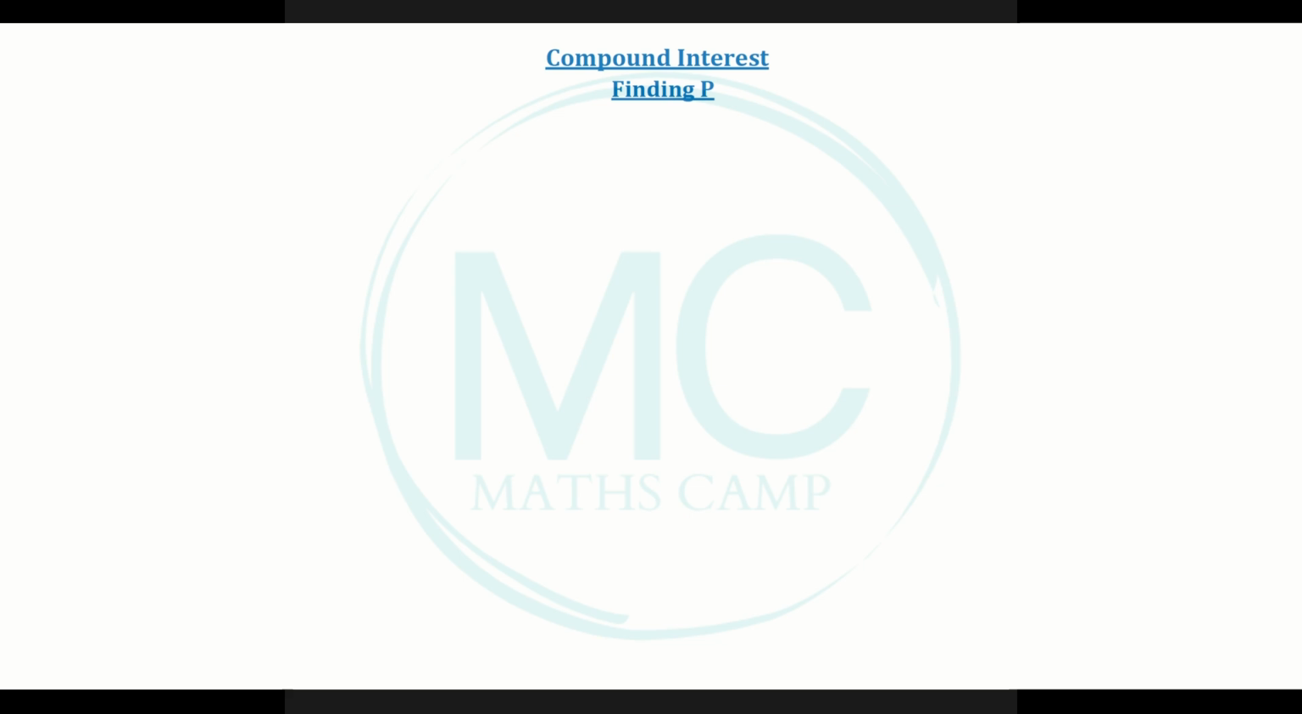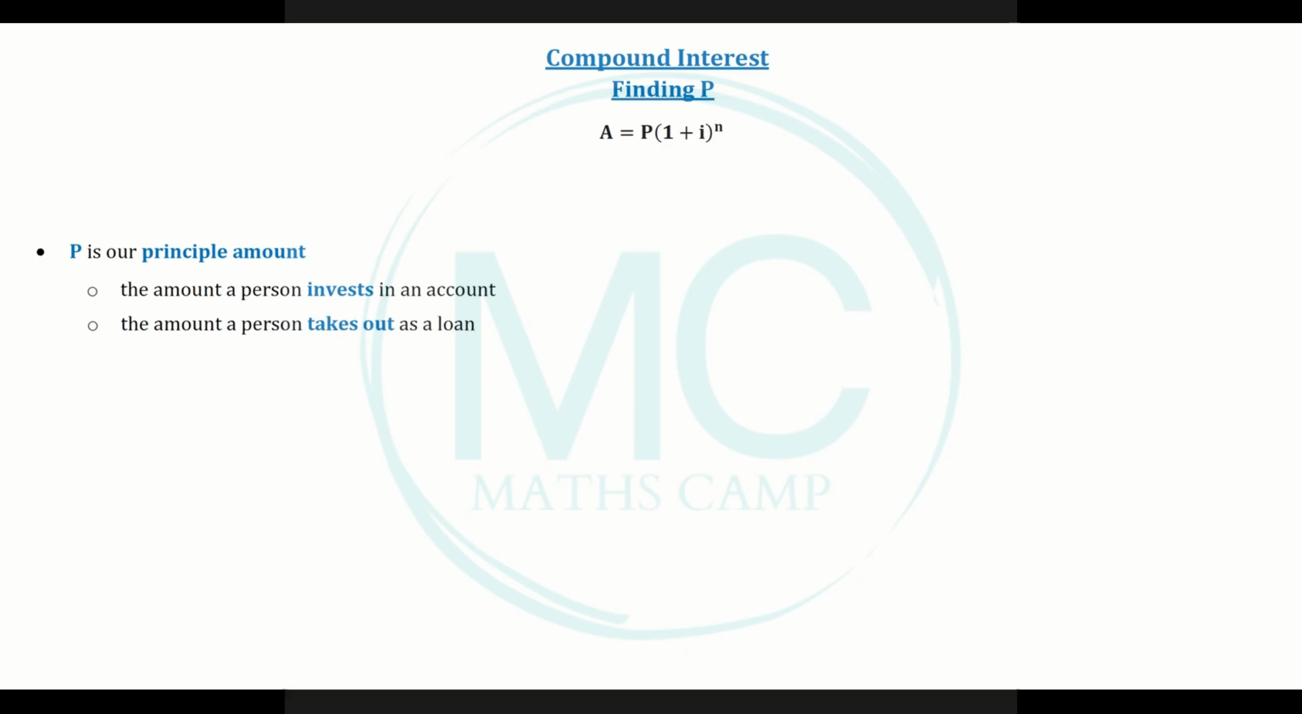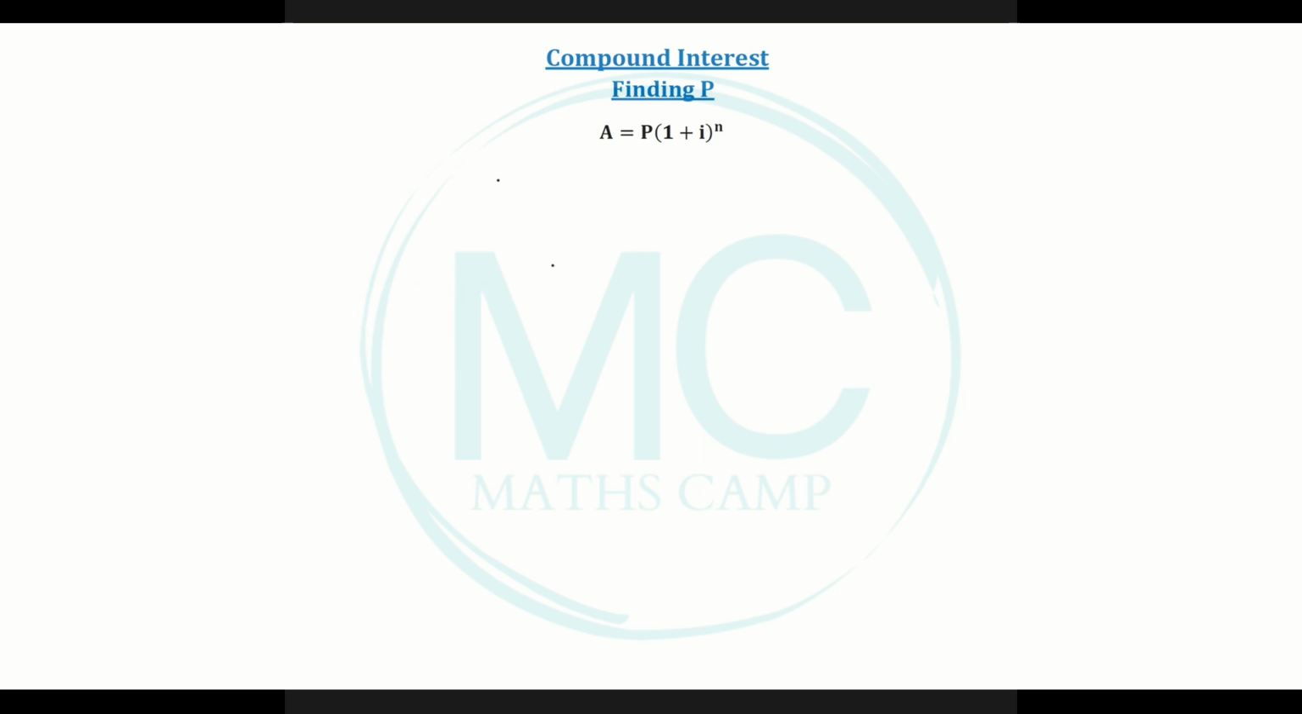Hi, in this video, I'd like to look at how we can use the formula for compound interest to find the value of P. P is our principal amount. It is the amount a person invests in an account or the amount a person takes out as a loan. A is our accumulated amount, I is the rate of interest, and N is the duration. To make it easier for us, let's make P the subject of the formula.